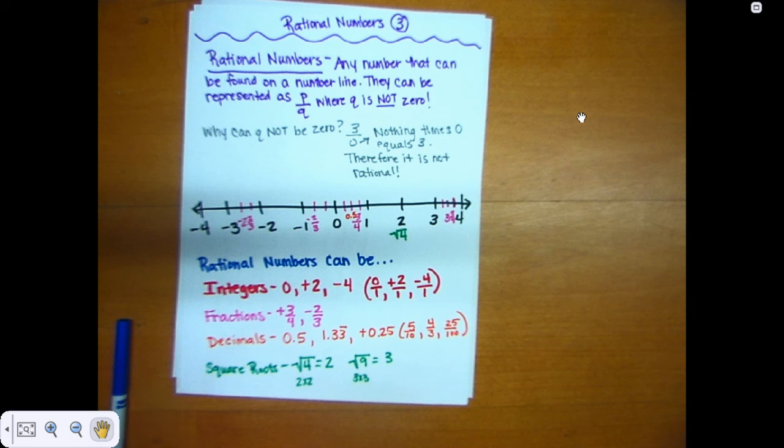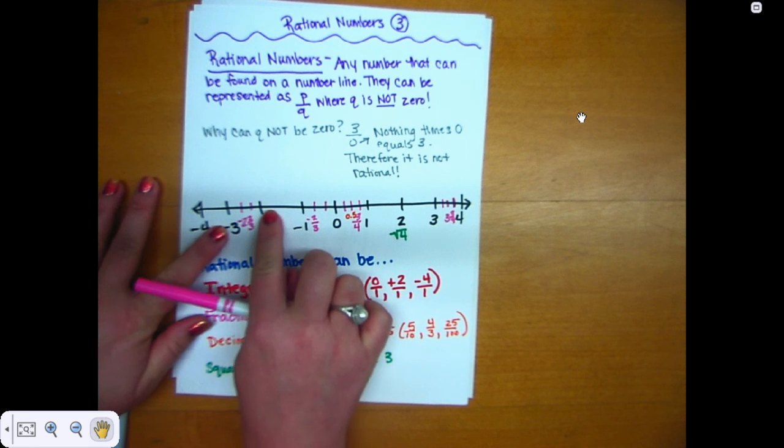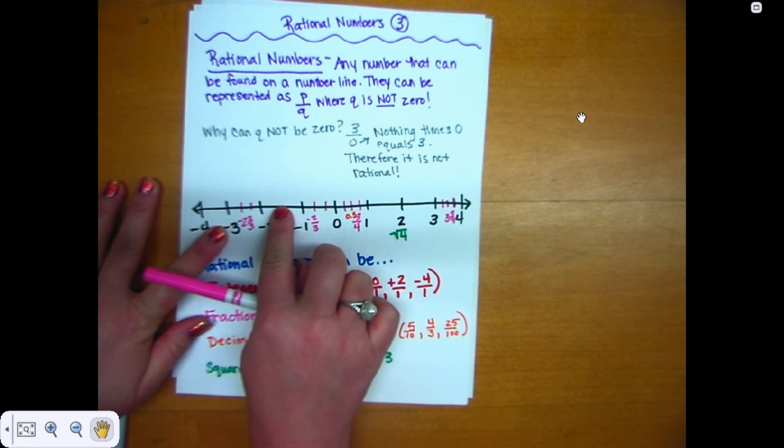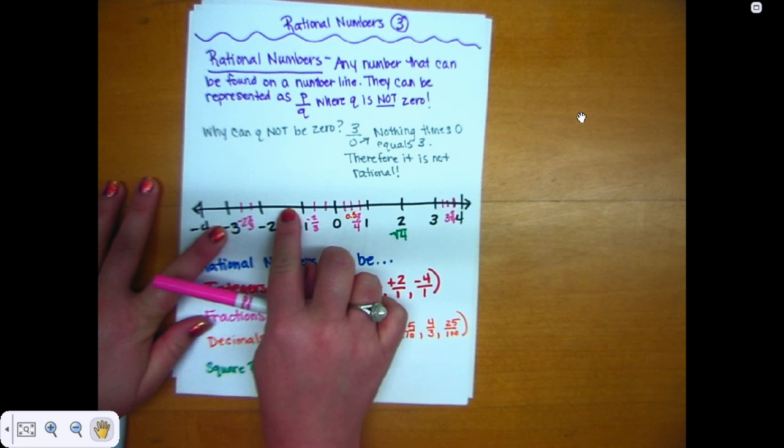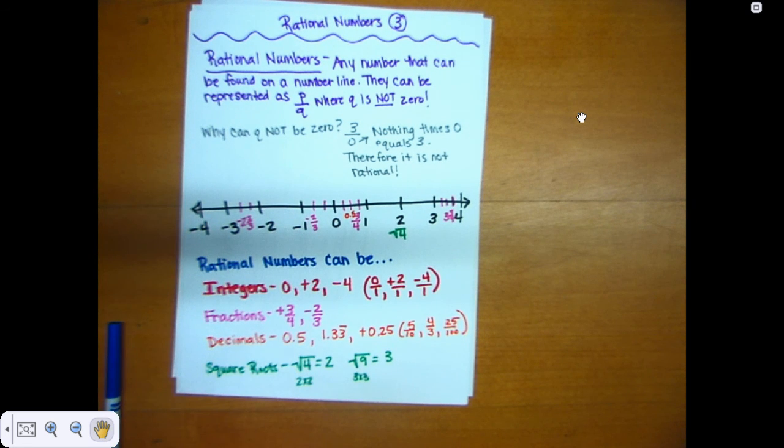So just think about that number line and how you know that there's numbers in between all these other numbers. These whole numbers, there's lots of numbers in between. You just have to go with what you know. Okay, so if it can be found on the number line, positive or negative, and it does not have a denominator of 0, then you have a rational number.